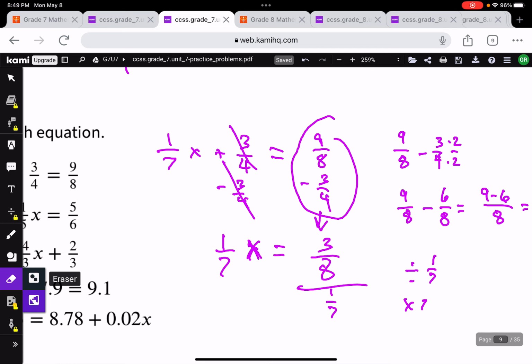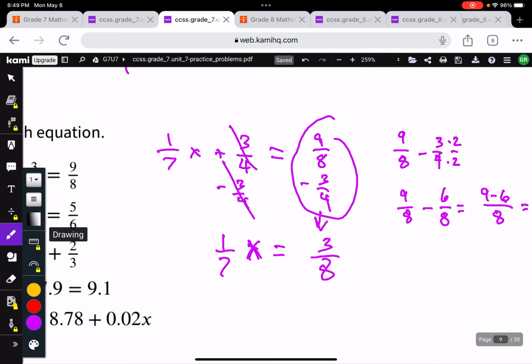If I did that from the very beginning, not that I have to, but I could have, if I times this side by 7 over 1, and times this side by 7 over 1, guess what? I kind of just went ahead and did keep, change, flip. I divided by 1/7. Dividing by 1/7 is the same thing as timesing by 7.